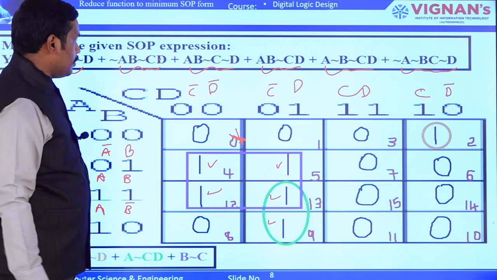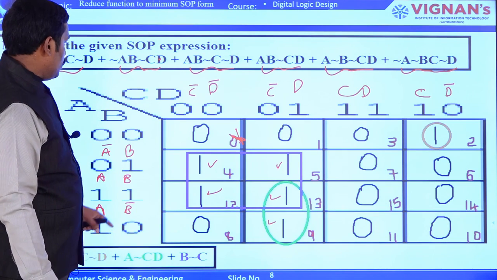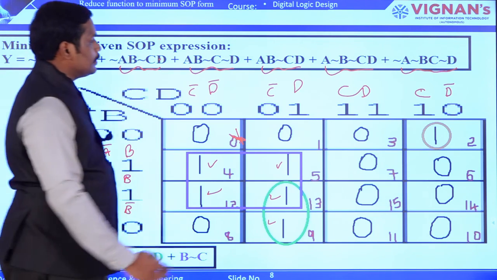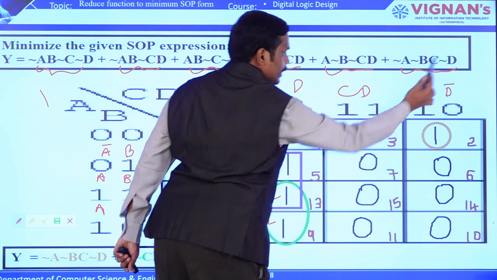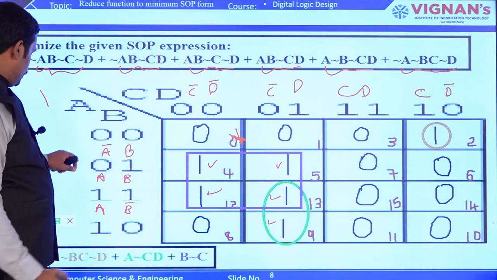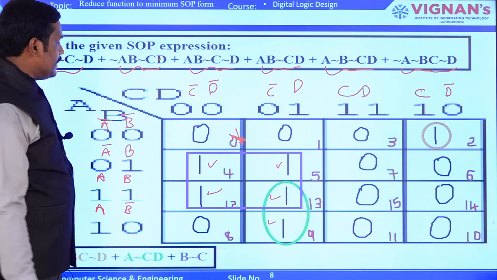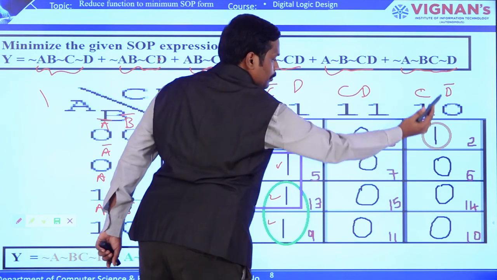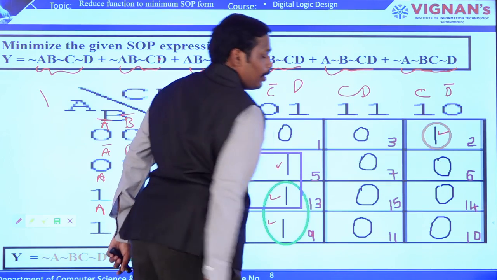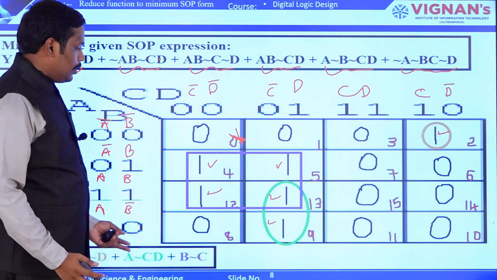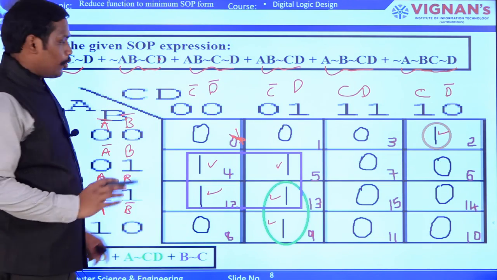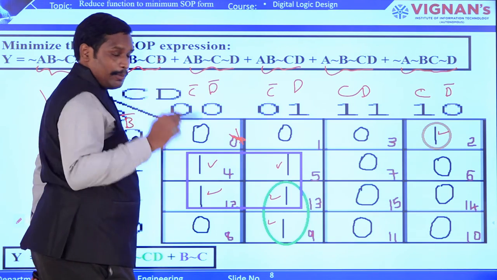Next, the last term, A bar B bar C D bar. So A bar B bar is this one, and C D bar. So C D bar is this one. So this is how you are going to plot 1, and the rest of the cells you are going to replace with zeros. That is the step number 1, right?